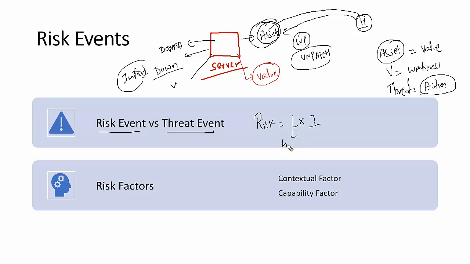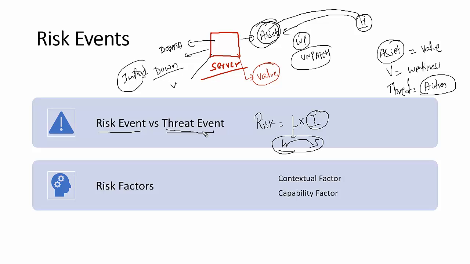Example, a hacker is able to exploit the server. So what is the chance of that? And if it happens, what is the impact? Whereas a threat event describes the series of actions that may take place. That is called a threat event.